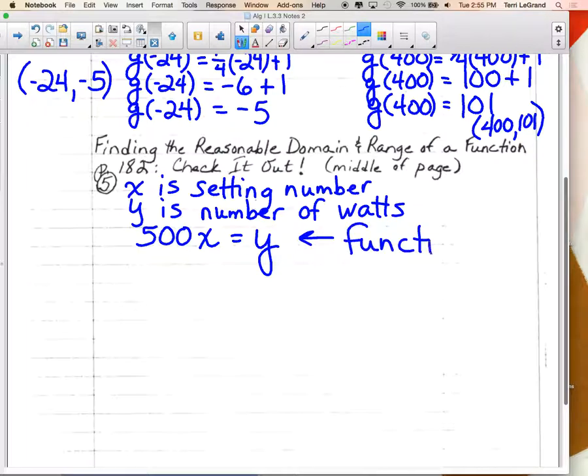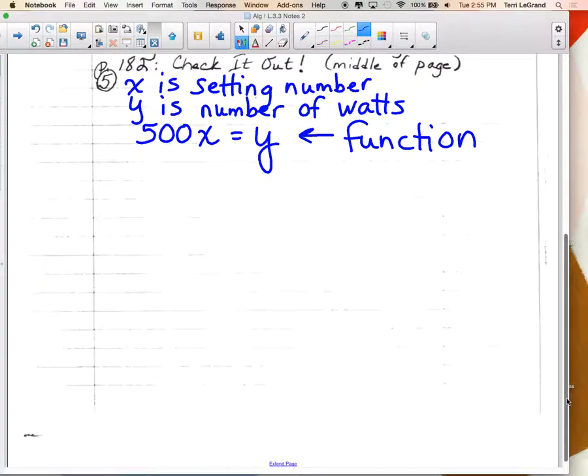And did they tell us to write it in function notation, by the way? Did it say anything about writing it in function notation? No? Okay, then we don't have to. We have to find a reasonable domain and range, don't we? Isn't that what we're instructed to do? Okay, so we need a domain. Well, I think we can figure that out right now. What's a reasonable domain for this situation? In other words, what makes sense to put in for input values for x? Setting numbers, what are they? What are the possible setting numbers on this heater? 0 to 3. In halves, quarters, whole numbers.